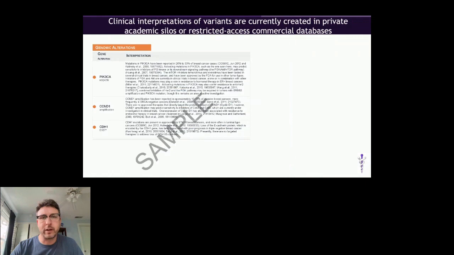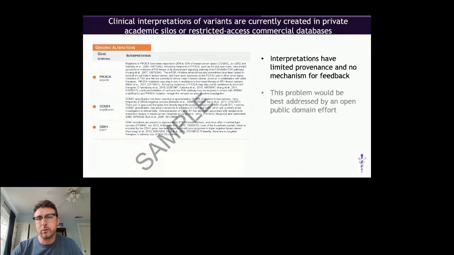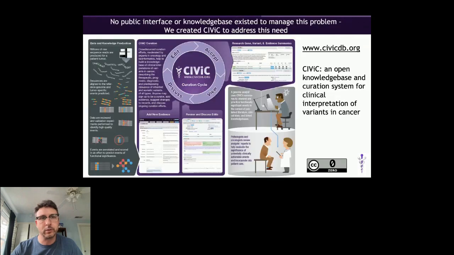Clinical interpretations of variants are being produced by various entities, but many of them are still done in private academic silos or restricted access commercial databases. These interpretations have limited provenance and few mechanisms for feedback or community involvement. So we tried to address this problem by creating an open public domain effort for cancer variant interpretation. Our solution to that was the CIViC resource.